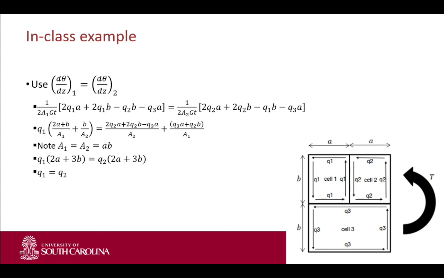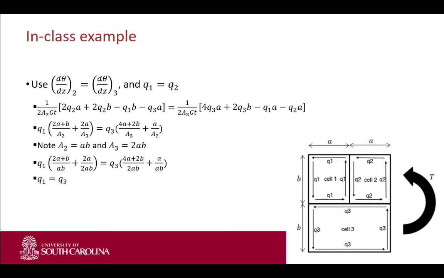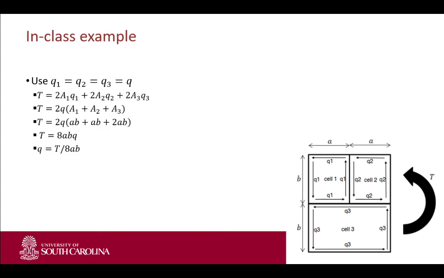We start off by setting Q1 equal to Q2, and it doesn't matter where you start. You can start with Q2 equal to Q3, or Q2 equal to Q1, or 1 to 3, it doesn't really matter. Then we get an equality between Q1 and Q2, and an equality between Q1 and Q3. Then we use that equality to determine what the shear flow value must be, and we say that's equal to the torque over 8 times AB.